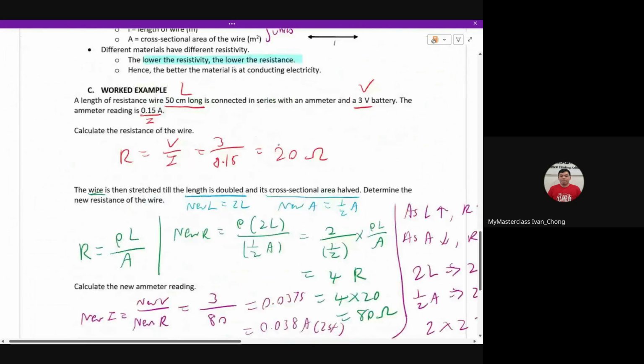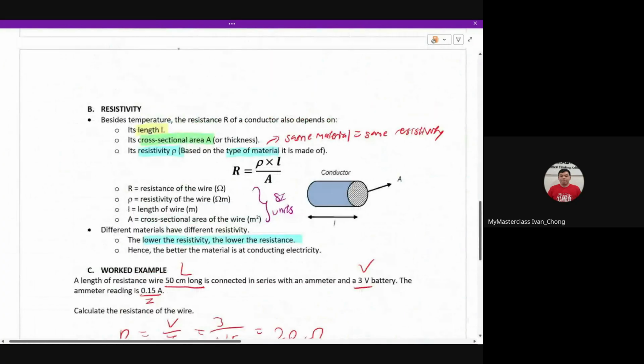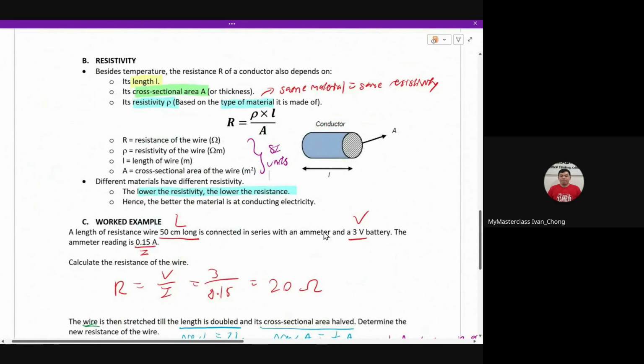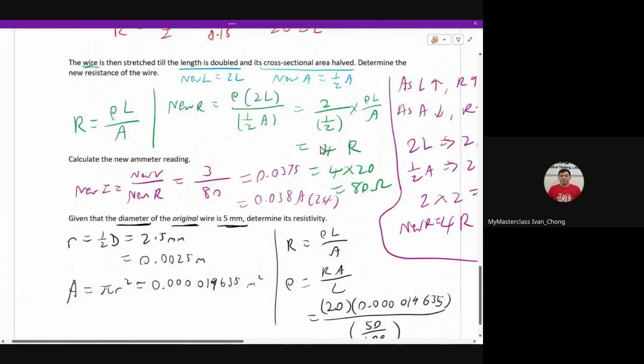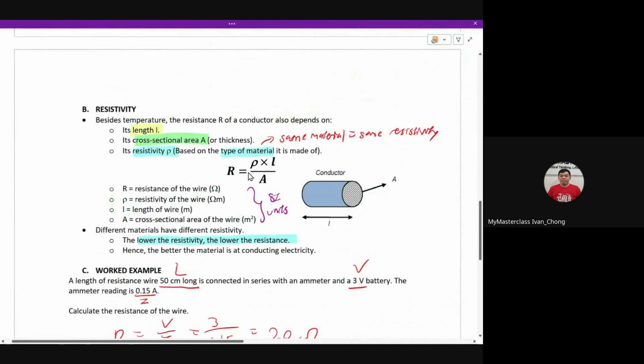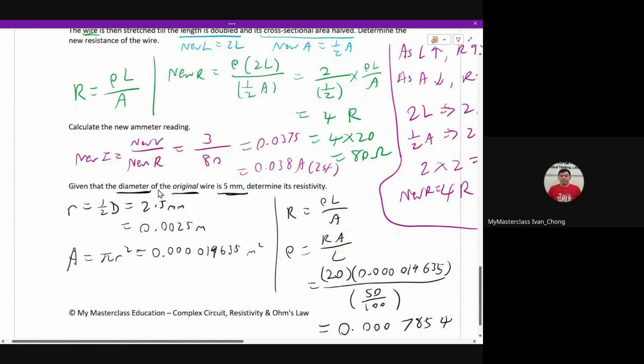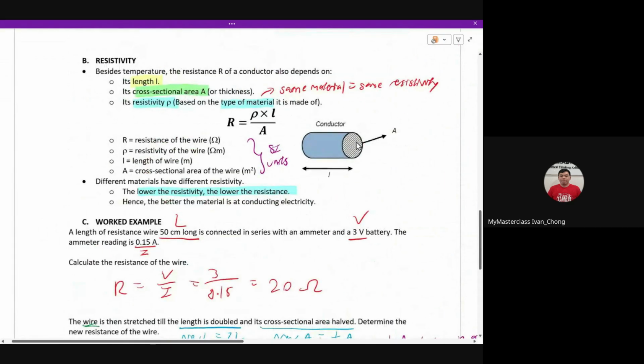Resistivity is just another factor to add on to the relationship that we have over here. If they ask you to calculate the resistivity, then you need to be very familiar with this. But in most schools, they don't actually teach resistivity. They just teach you about the relationship between length, area, and your resistance. So do be careful. If they give you diameter instead, you need to find your area using the pi r squared formula, because your wire is a circle, it's a cylinder.